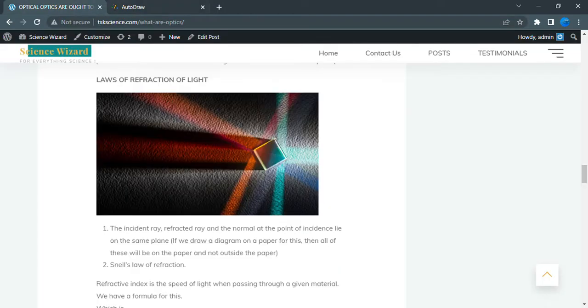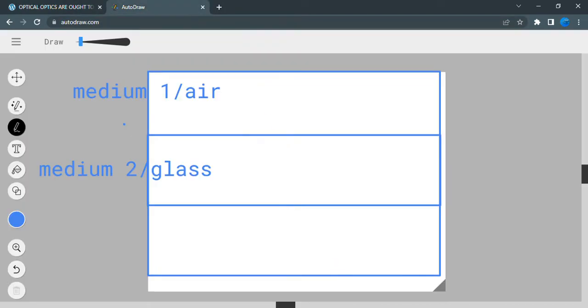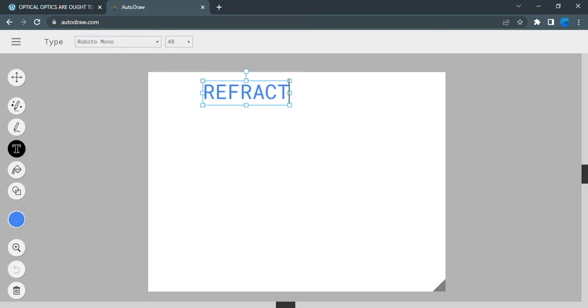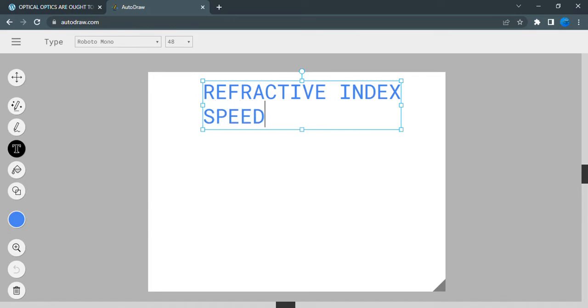The second law of refraction is also referred to as Snell's law of refraction. For this law, there is an important term called refractive index. This refers to the ratio of the speed of light in the first medium upon the speed of light in the second medium. So we calculate the refractive index by this formula.